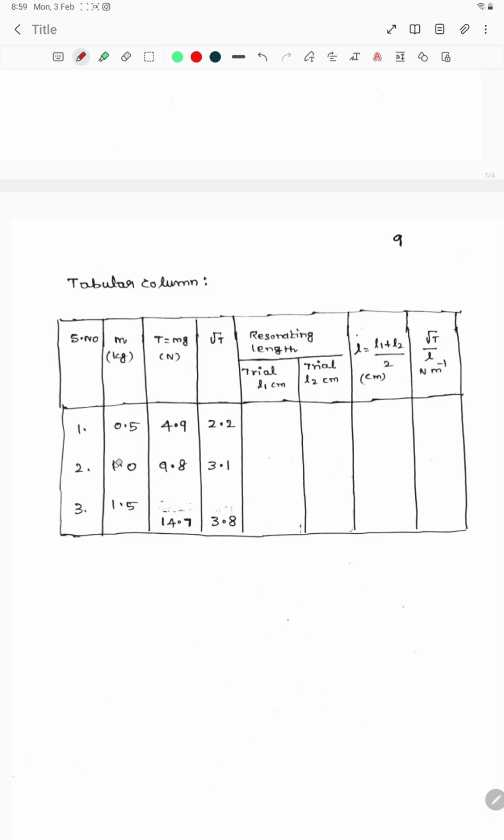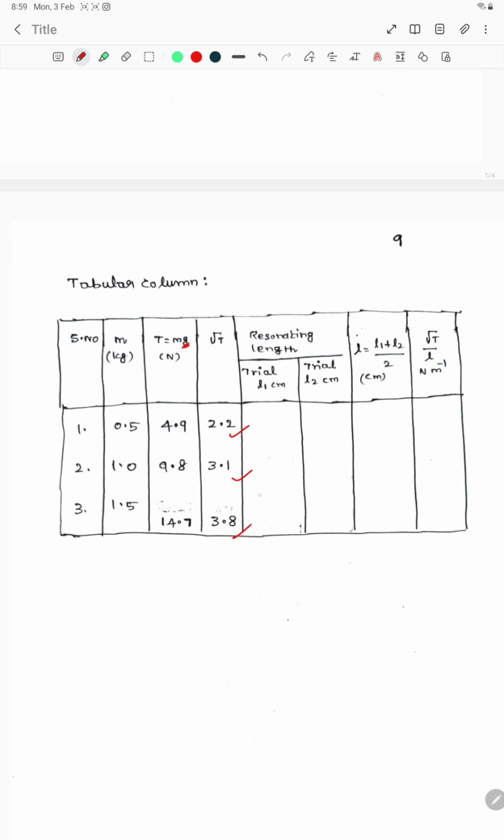So first, when only one disc is there, the mass will be 0.5, and then you will multiply that with the g value, that is acceleration due to gravity. Either you can use 9.8 or you can use 10 for easier calculation, your wish. Here we will multiply with 9.8, so you're getting 4.9. Then 9.8, and then 14.7.